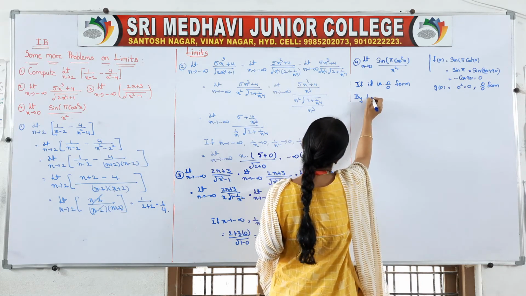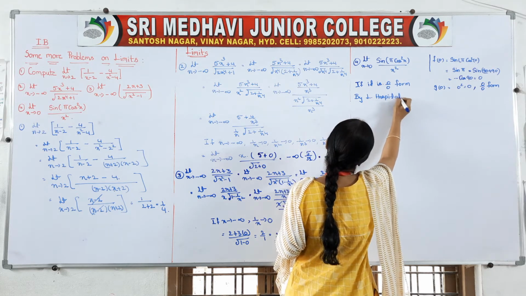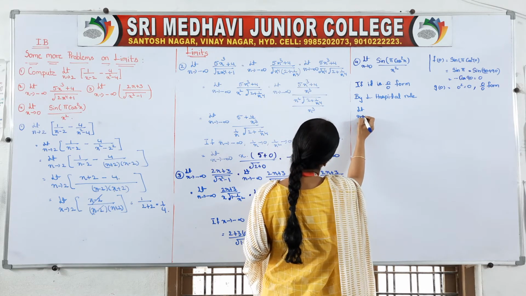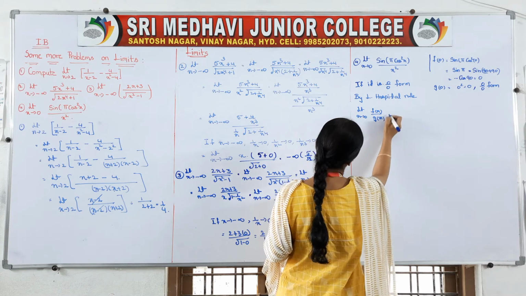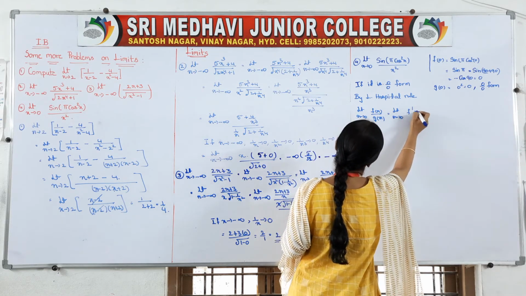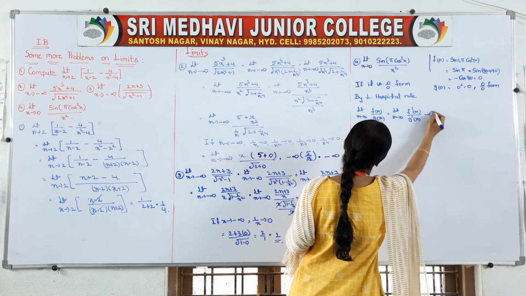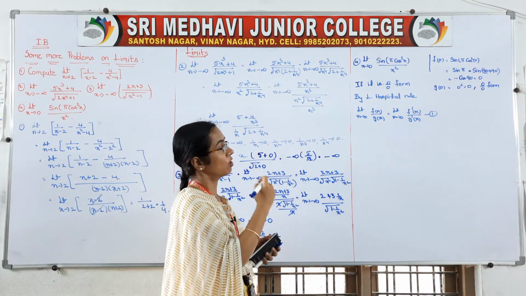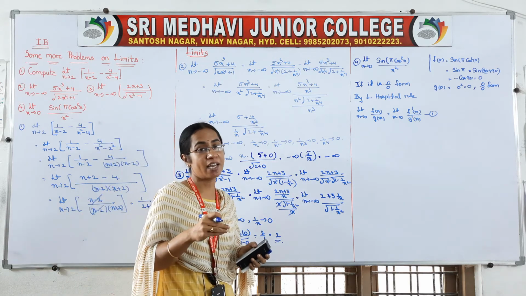By L'Hospital rule, what is that rule? The rule is, limit x tends to 0, f of x by g of x is equal to limit x tends to 0, f dash x by g dash x. Okay. So instead of limit x tends to 0, f of x by g of x, we can go for limit x tends to 0, f dash x by g dash x.